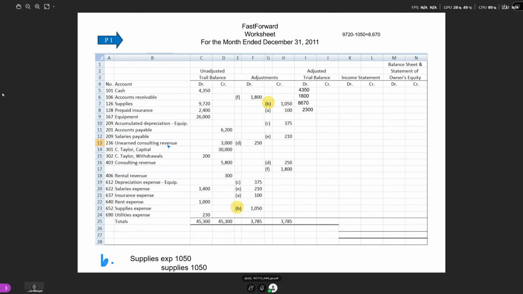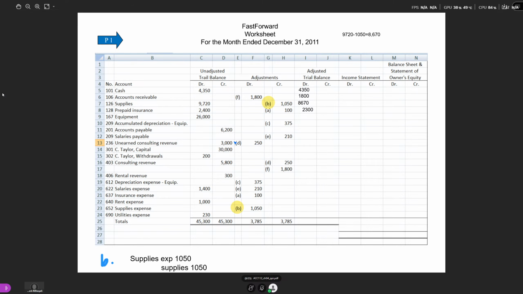For example, unearned consulting revenue. Unearned consulting revenue is a liability. So before adjustment, it was 3,000 on the credit side. Then we recorded an adjusting entry at the end of the period and we debited unearned consulting revenue by 250.